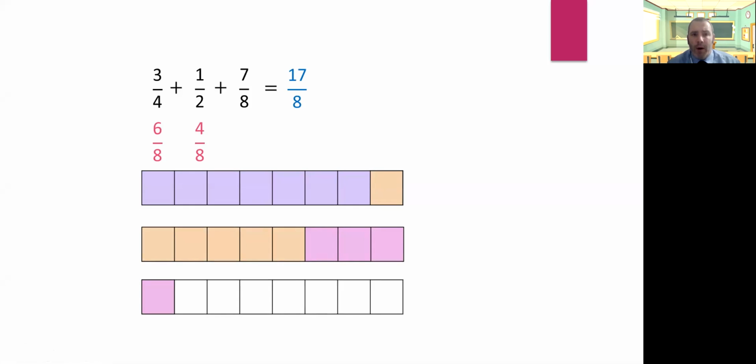So I can look at the number of bars that I've filled, which there are 2 of those, and I have 1/8 left over in the final bar. So I've got 2 whole bars and 1/8 of a bar.